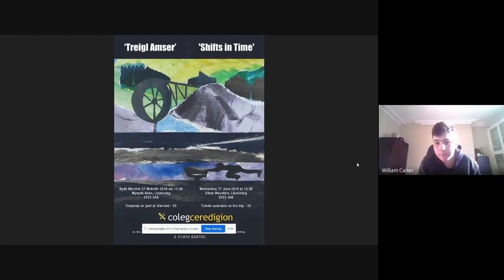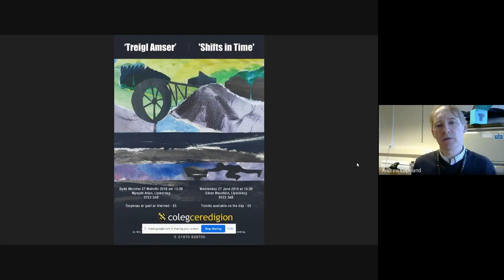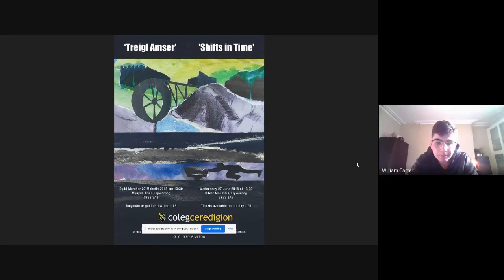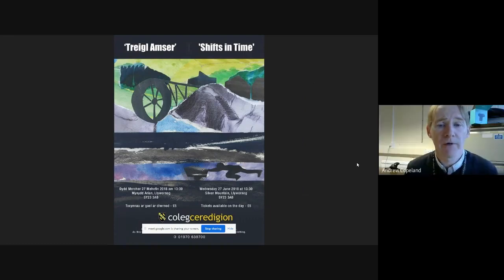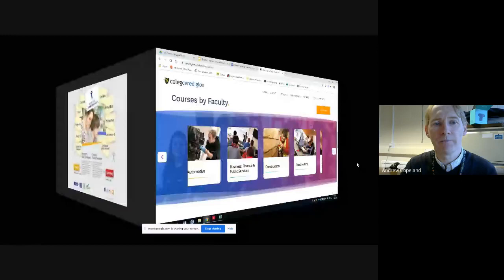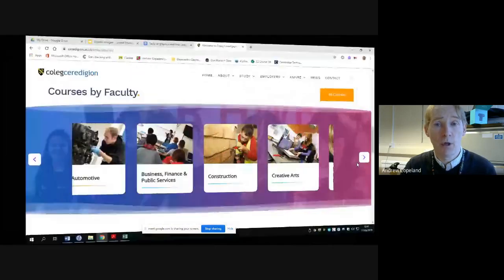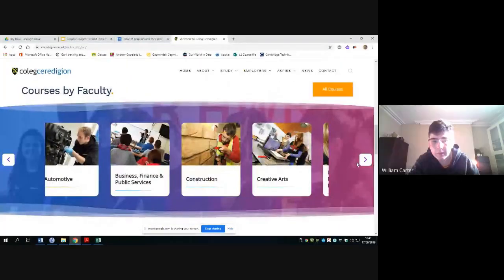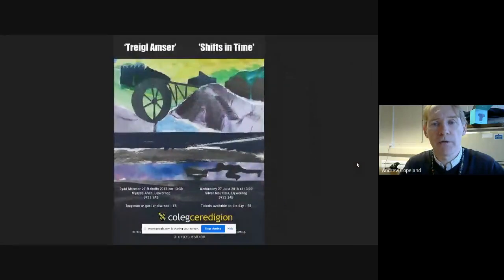So what's the purpose of this graphic here? To promote Coleg Ceredigion. Exactly, in some way. In fact, in this case, it's specifically a play being put on by the Performing Arts a couple of years ago. What do you think the format is? Just a poster? Yeah, I think it's a poster. And the first two are actually the same format. They're both web home pages of our website.